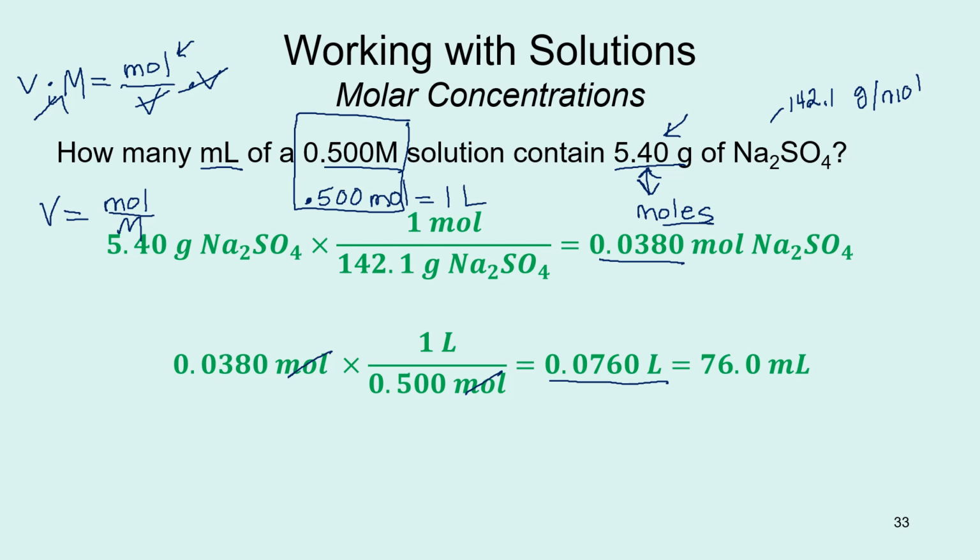If I asked for volume and I didn't care what the unit was, this would be a perfectly fine answer, but I happened to see that this question said how many milliliters should I measure. So I have to convert this to milliliters: 0.076 liters or 76 milliliters. So again, I've got my molarity equals moles over volume, and I can either solve this equation or I can use this as my conversion factor to figure out one or the other.